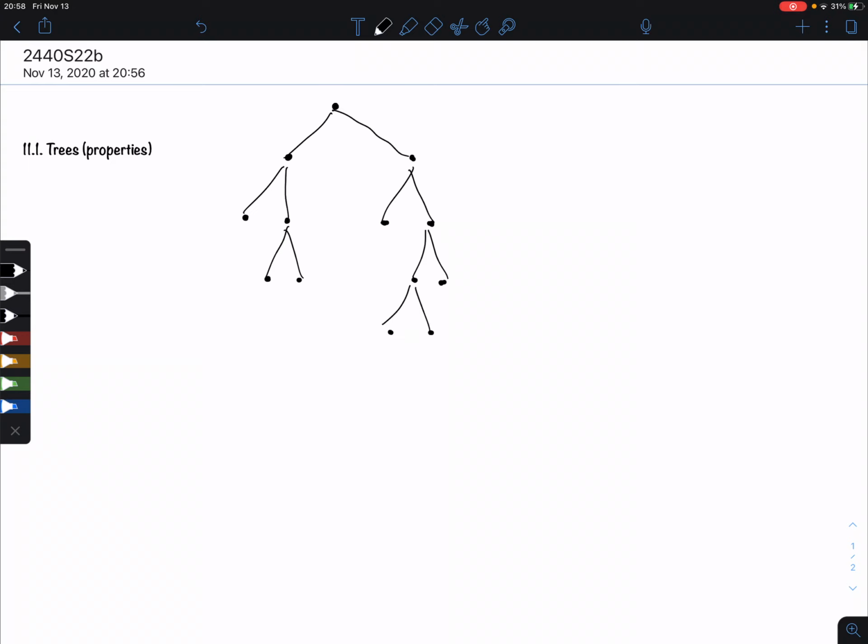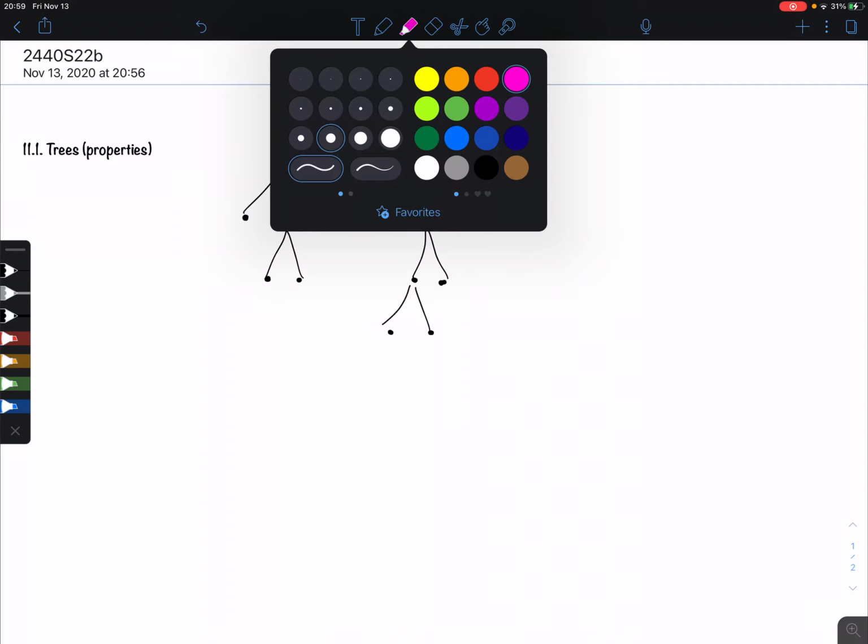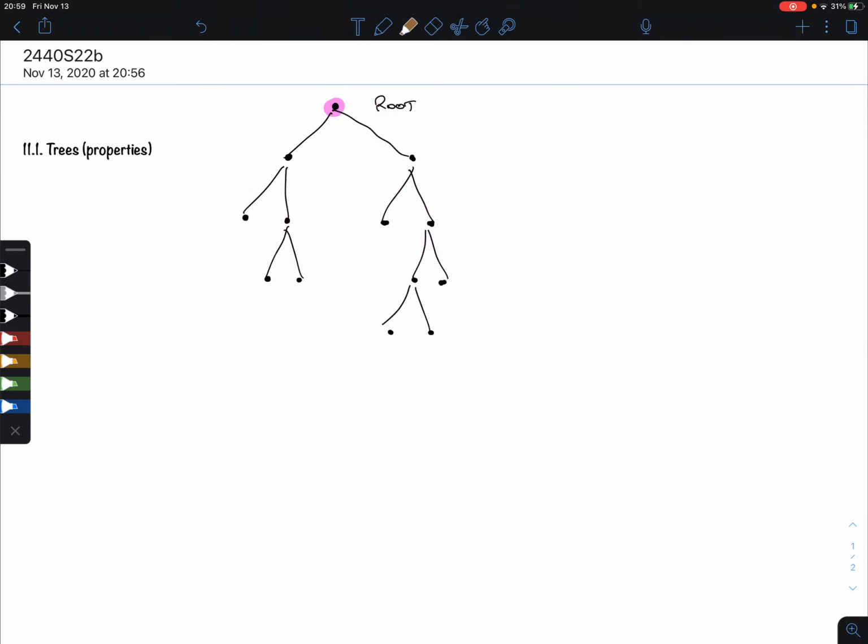Okay, so a couple of things perhaps. This is the root, right? The root. And then the ones that are all the way at the end, the ones that have no more children, these are what we call the leaves. And the other ones, the parents, if you want, including the root, are sometimes called internal vertices.